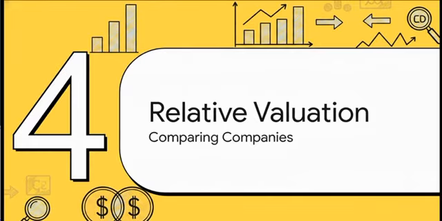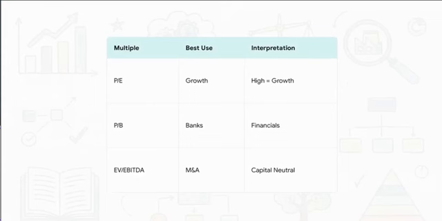Moving to Section 4, relative valuation multiples, how we compare companies out in the real market. Instead of calculating an absolute intrinsic value completely from scratch, relative valuation compares companies against each other. It's like checking the price of houses in the same neighborhood. PE helps gauge growth expectations, while price to book is absolutely crucial for valuing banks and financial firms.